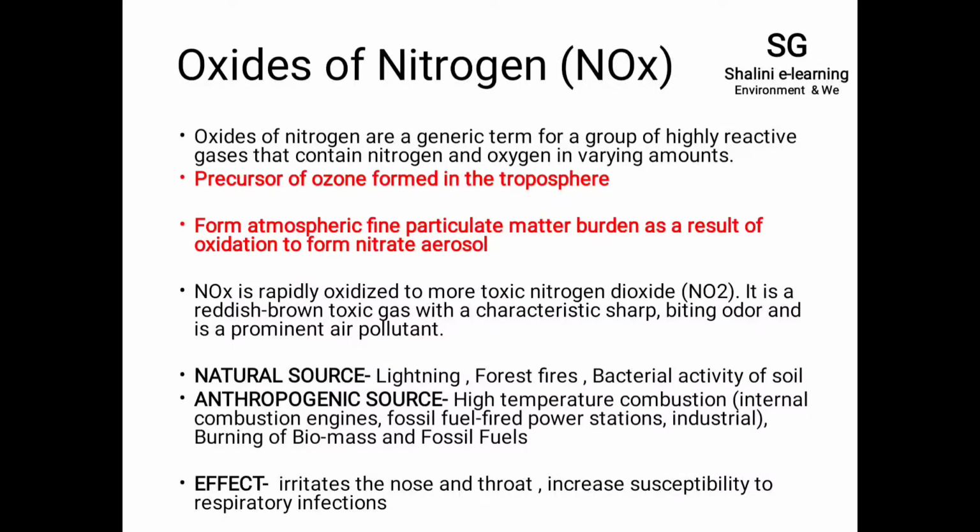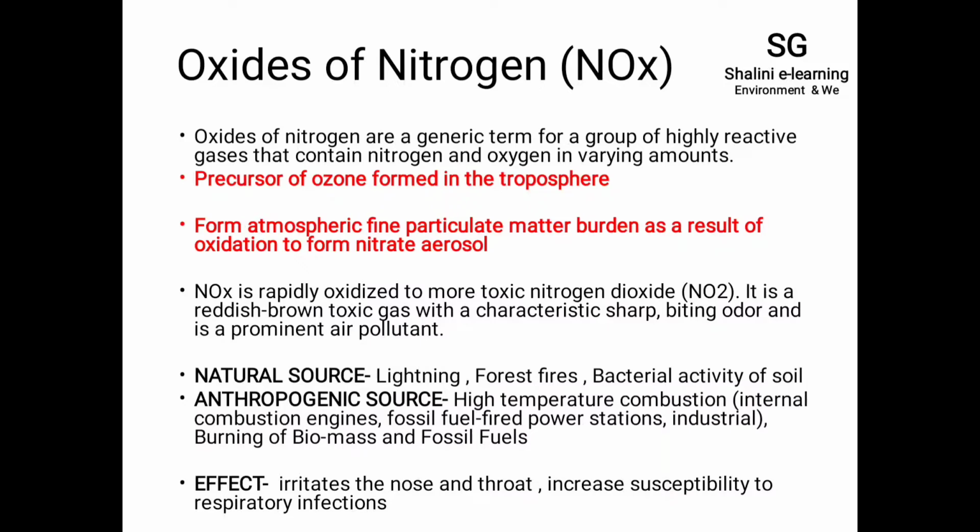It may provide space for the UV solar radiation to reach the earth's surface, and for more absorption and scattering of UV rays on the surface, which leads to the formation of photochemical smoke, and it also enhances the tendency of photolysis among the primary pollutants. Oxide of nitrogen is rapidly oxidized to the more toxic nitrogen dioxide, a reddish brown toxic gas with a characteristic sharp biting odor and a prominent air pollutant. The natural sources of oxides of nitrogen include forest fires, lightning, and bacterial activity of soil.